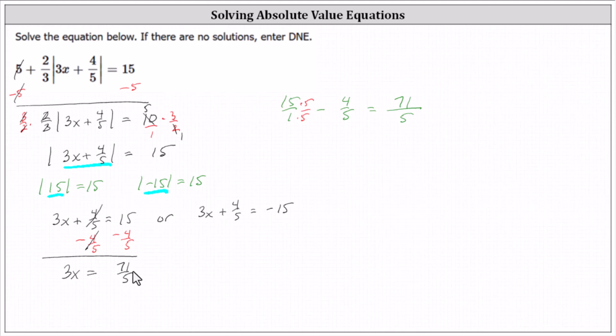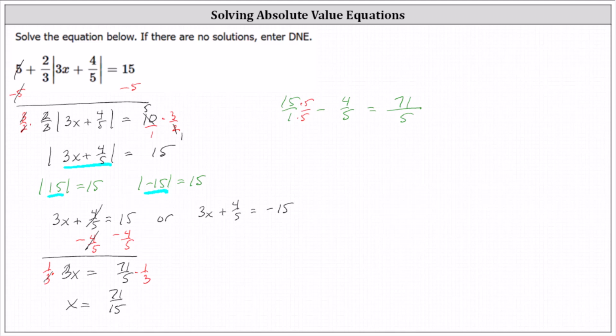And now to solve for x, we might be thinking we should divide both sides by 3, which again is correct, but because we have a fraction on the right, we will multiply by 1/3 instead. Simplifying, 1/3 times 3 is equal to 1. 1 times x is x. We have x equals, on the right, 71/15.